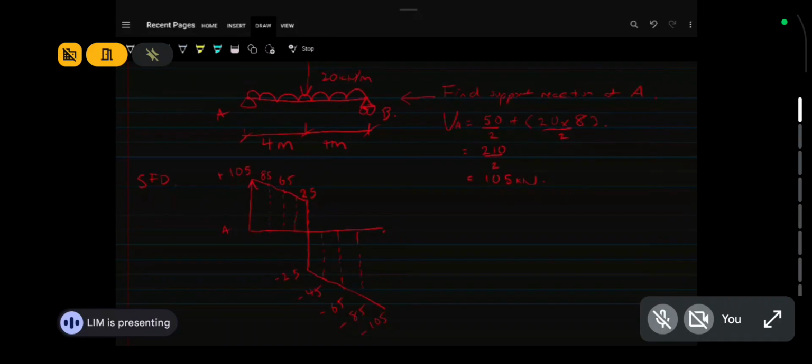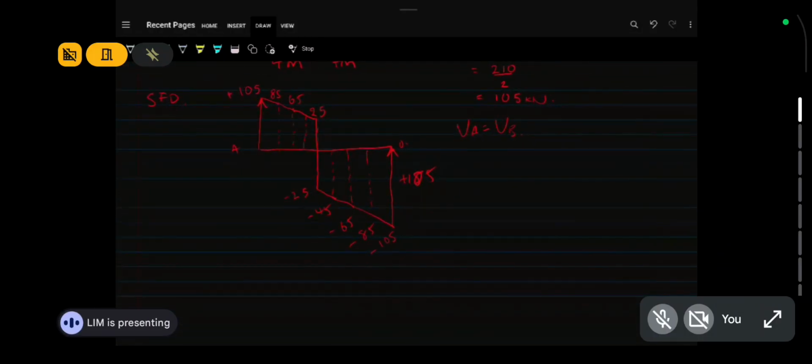Then what happens at B? Now this is a uniformly distributed beam. So if VA is 105, VB is the same, because it's uniformly loaded. So once you get to the end, then it's positive. You add another 105, you get to 0. It's like this. That's your shear force diagram. Any questions? Can you follow? All right, if you can follow, then that's the shear force diagram.